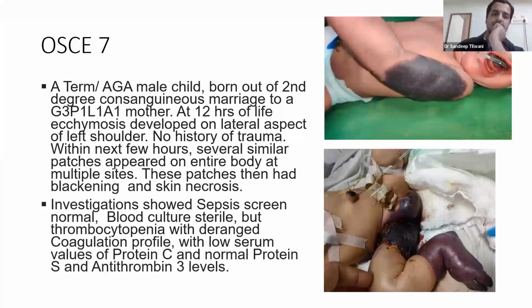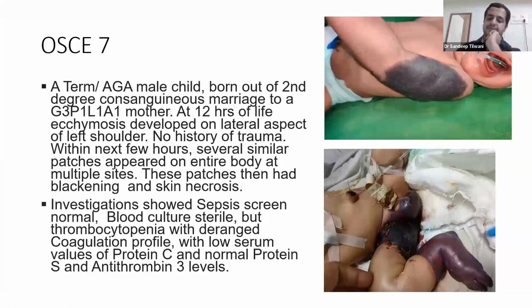At 12 hours of life, there was an ecchymosis, as you could see in this picture. There is an ecchymosis which developed at 12 hours of life on the lateral aspect of the shoulder. There was no history of trauma, but within a few hours, similar patches started appearing on the entire body at multiple sites. These patches later had blackening and skin necrosis, as you could see in the picture below.